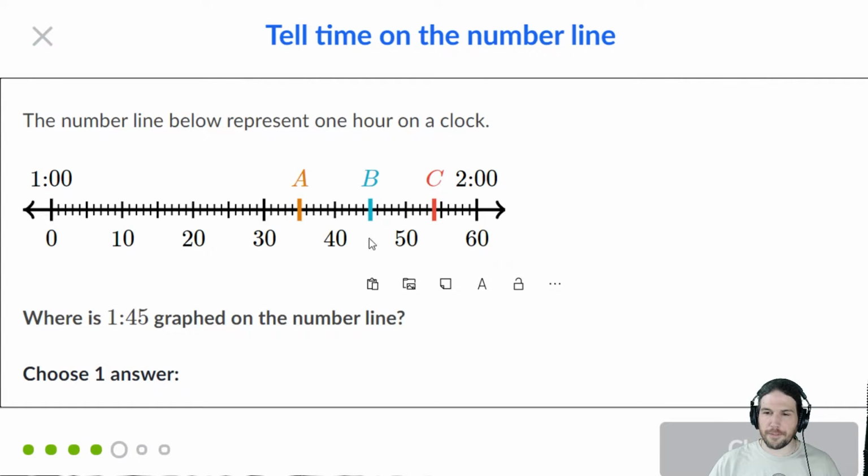145 is the one that is exactly between 140 and 150. The answer is B.